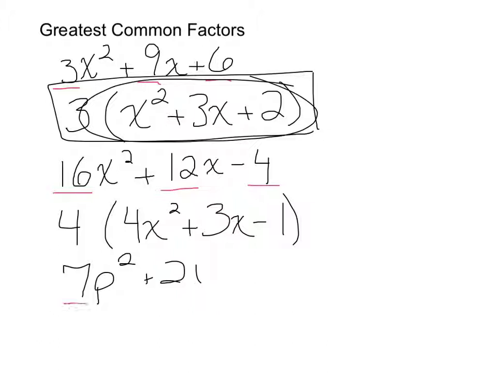On the next one, we have 7p squared plus 21. Both of those have a factor of 7, so we're going to pull out the 7. And we're left with p squared plus 3.